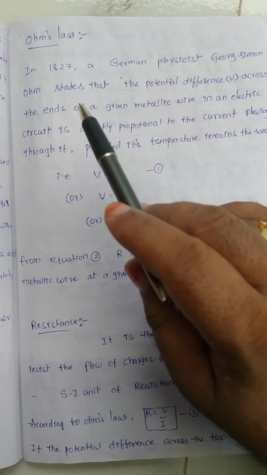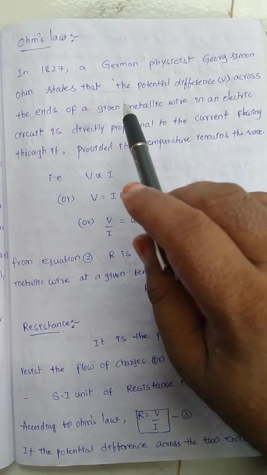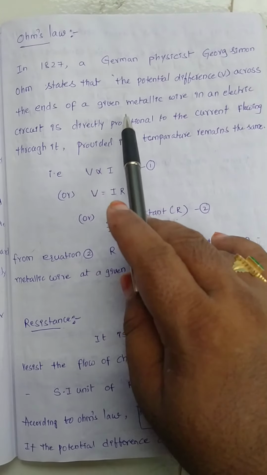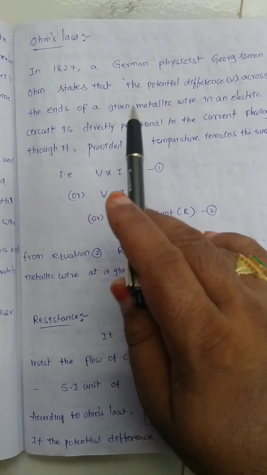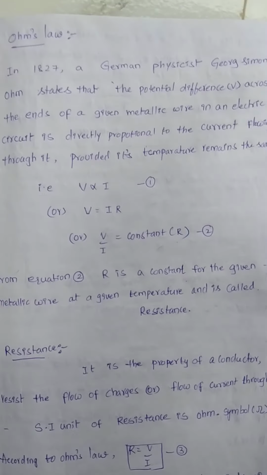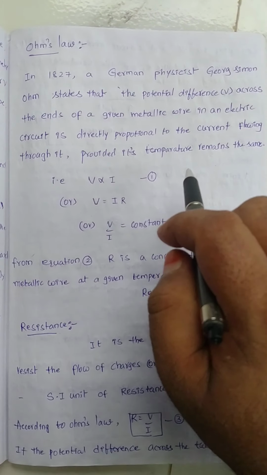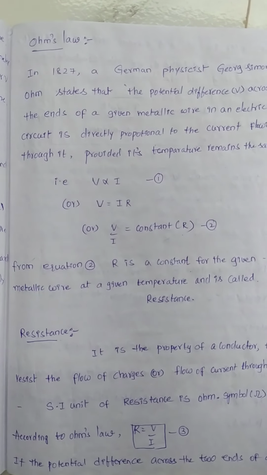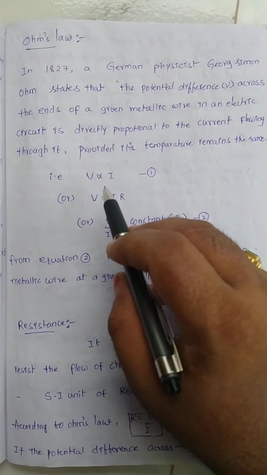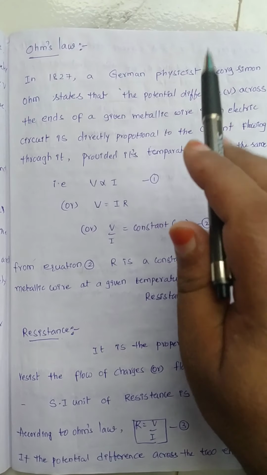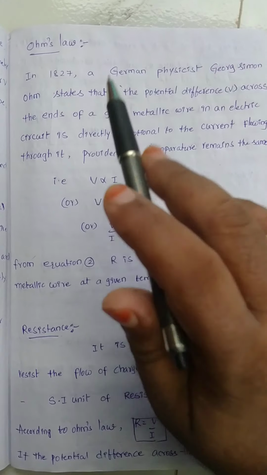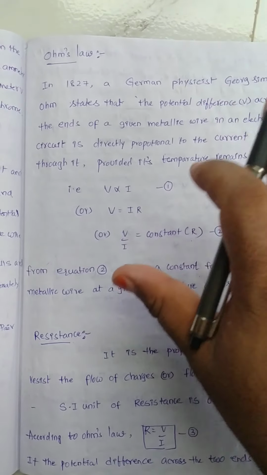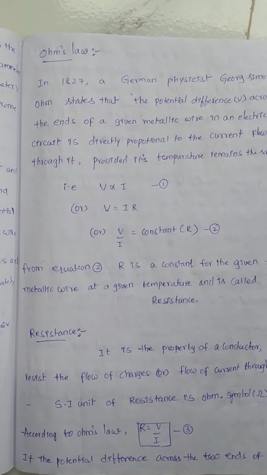So in 1827 a German physicist Georg Simon Ohm stated that the potential difference V across the ends of a given metallic wire in an electric circuit is directly proportional to the current flowing through it, provided its temperature remains the same. The physical quantities like temperature, pressure, etc. are kept constant. Simply, potential difference is directly proportional to current, keeping the temperature, pressure, all physical parameters constant.